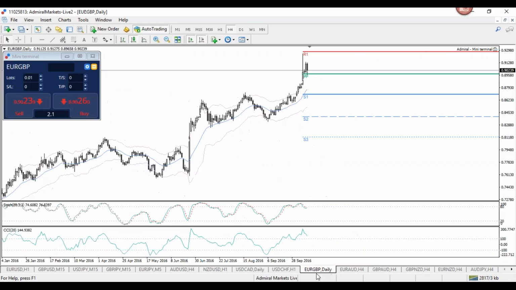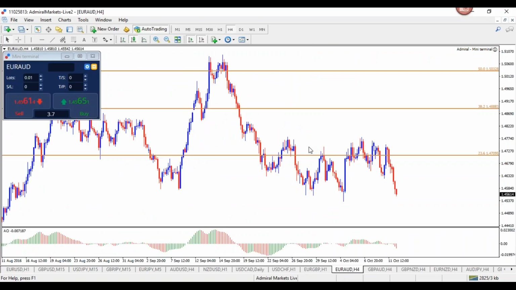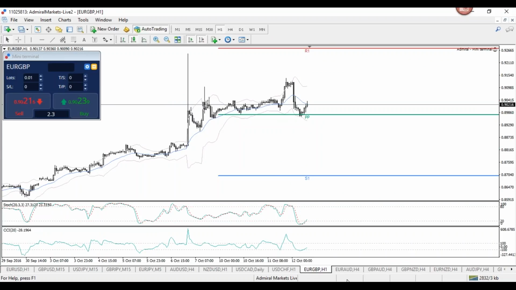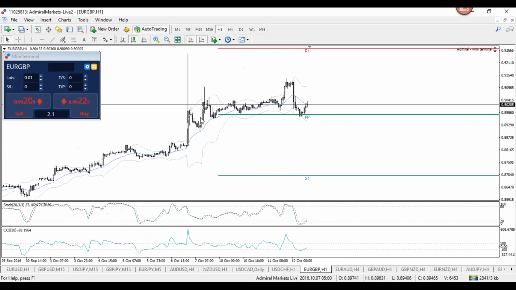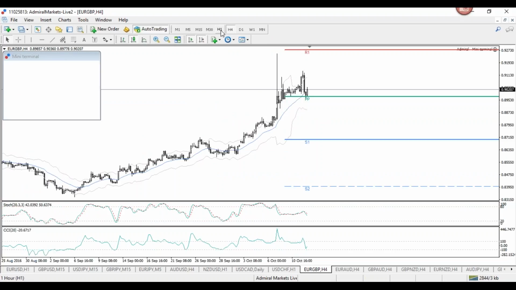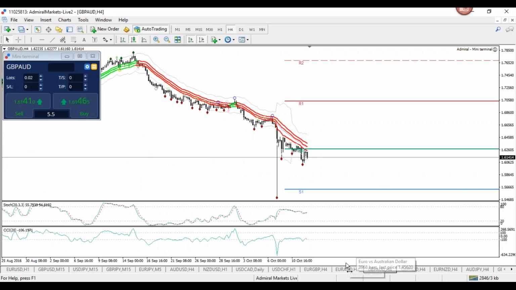What else can we look at? Euro pound. Not that interesting in my opinion. Let's see. Let me check the, no, I don't know. Could be a bounce. Pivot point. Let's see if there's something better.